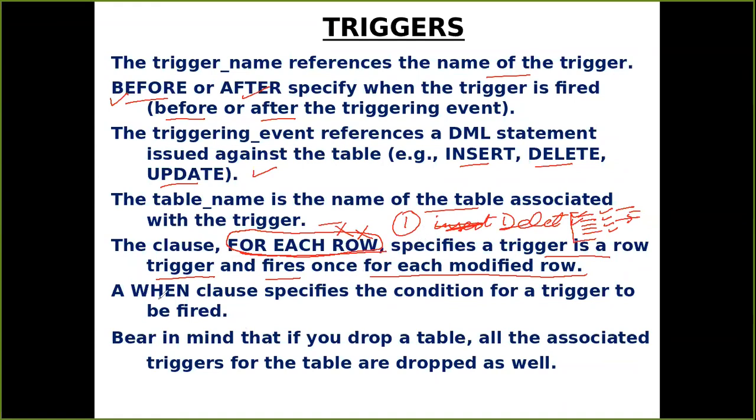And then finally we have the when clause. The when clause specifies the condition for a trigger to be fired. Bear in mind that if you drop a table, all the associated triggers for the table are also dropped. This is because triggers are associated with the table, and if there is no table, then there will be no trigger either.